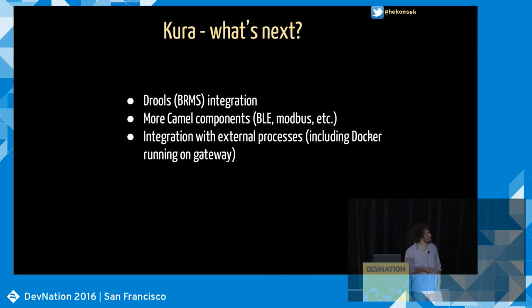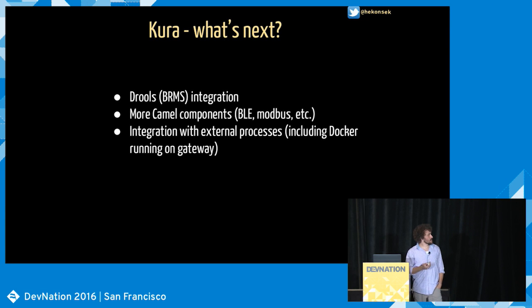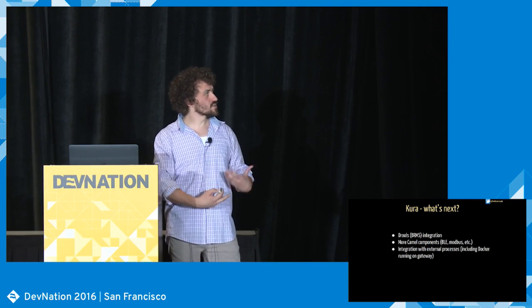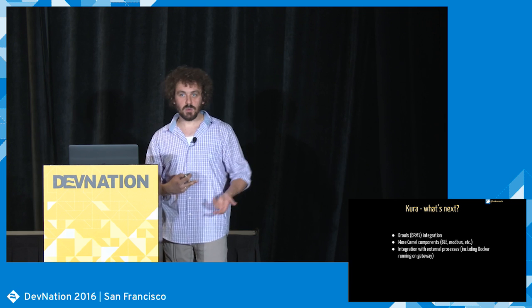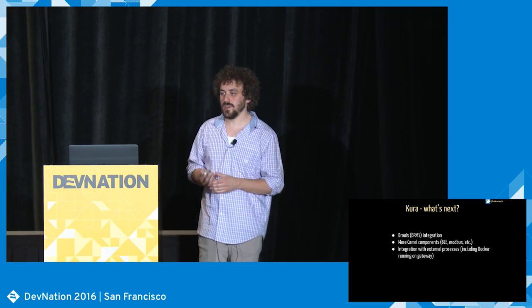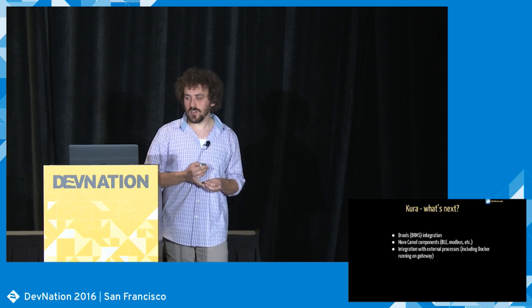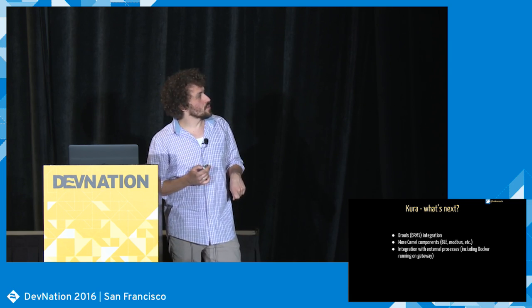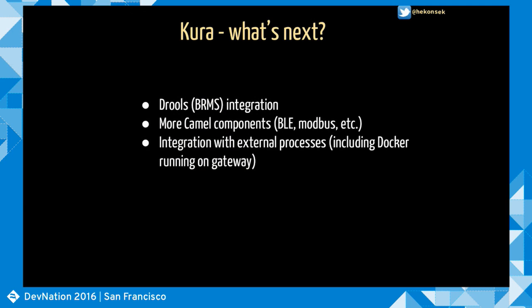And as the next steps for Kura and Camel integration, currently I'm working on rules and BRMS integration with Camel and Kura. So if you would like to have more complex rules defined on the gateway, it will be possible soon with rules and BRMS. We are also working on additional Camel components dedicated to IoT only, for example dedicated Bluetooth Low Energy modules, Modbus, and stuff like that.